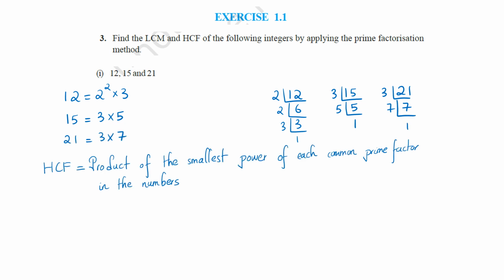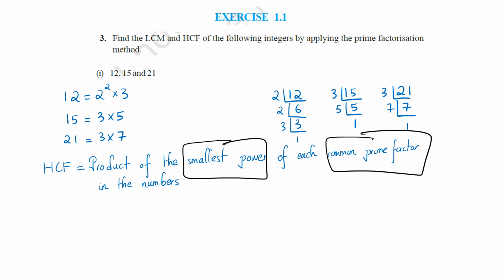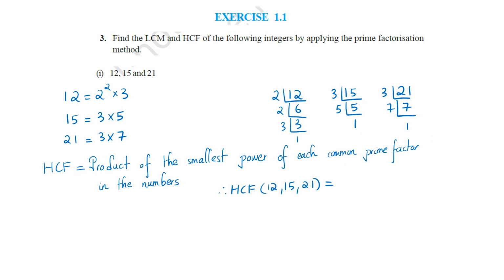Okay, so once again, for HCF, we have to take the smallest power of each common prime factor and then multiply them. So which is the common prime factor? It happens to be 3, right? Be careful. 3 is the only common prime factor. So therefore the HCF is 3.